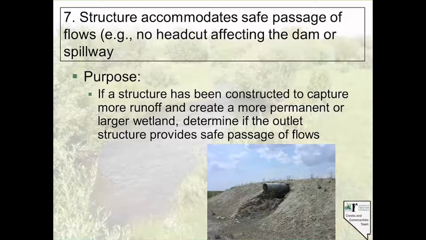So in this case, we've got an outlet or an overflow pipe coming out of an earthen dam there, and you can see we've gotten some scour below it and underneath of it, and it's at risk of completely undercutting that structure and allowing a breach to come through.